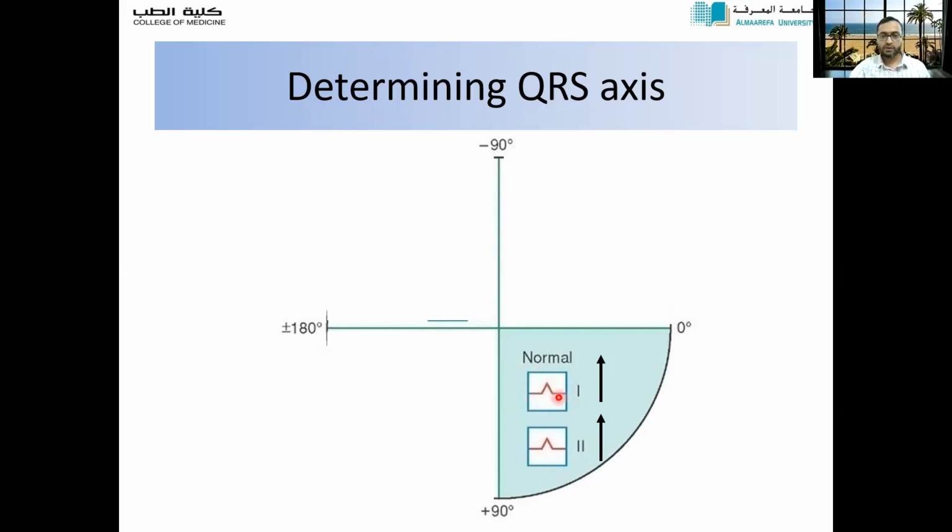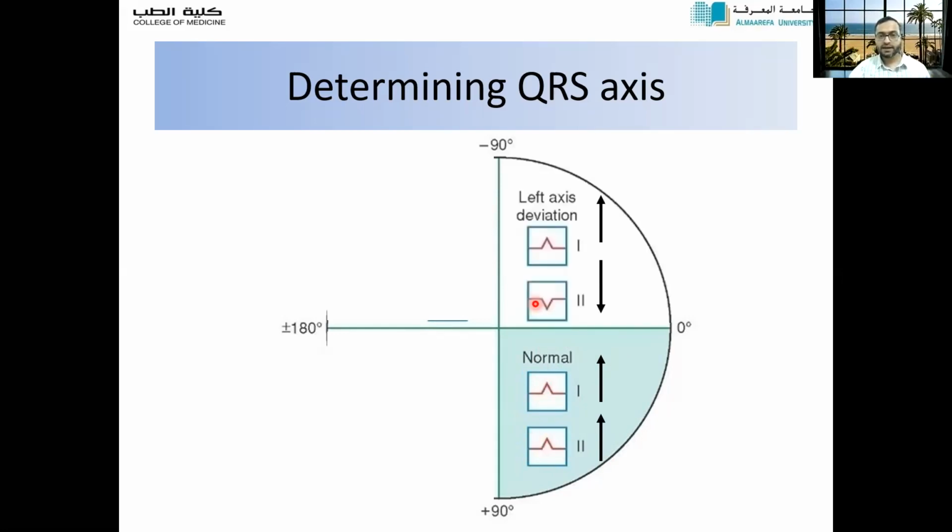Most of the components you can see in lead 1 are positive. Lead AVF also has mostly positive components. So if it is positive, draw an upward arrow. Lead 1 positive, lead AVF positive: this is normal QRS axis.